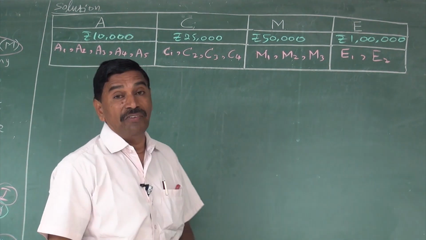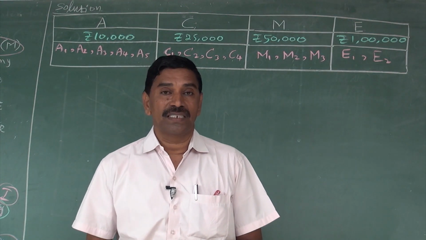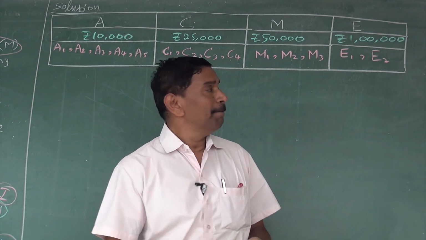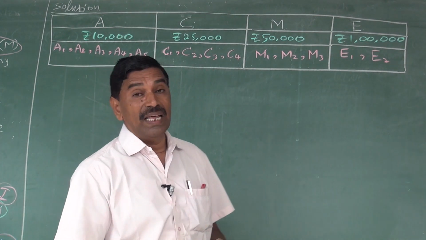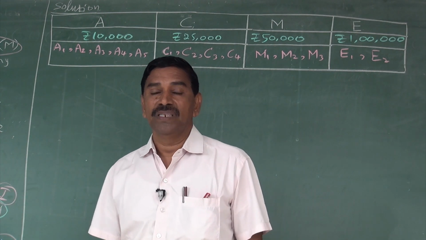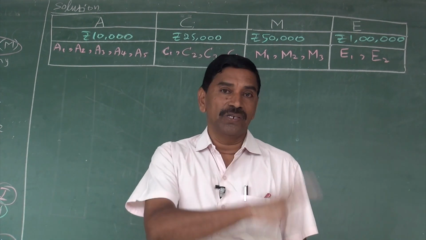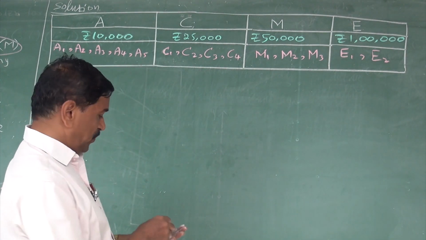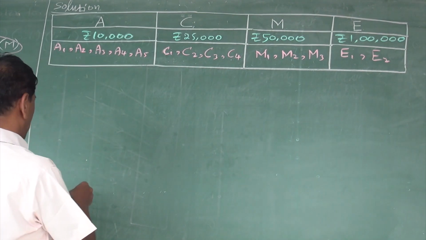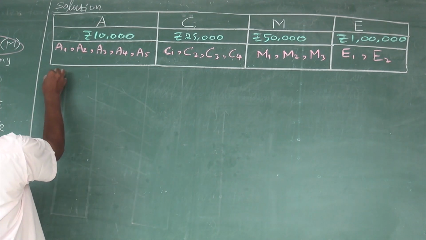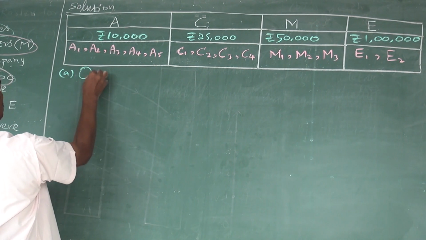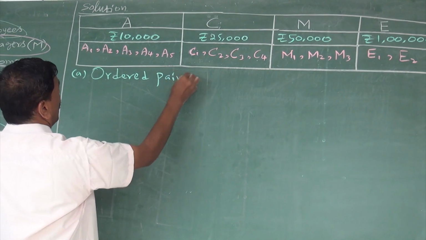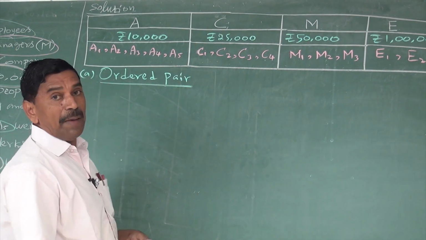Again, come to the question. What are we asked to find? Yes, an ordered pair and an arrow diagram. And what is the given relation? Yes, salary to person. First, if you want to write the ordered pair, listen, subdivision A, ordered pair of the relation capital R.